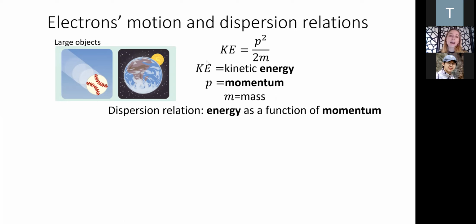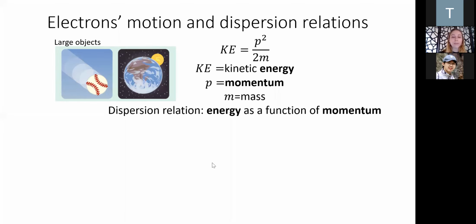To do that, I want to just harken back to classical objects. If you throw a ball, it has some kinetic energy, which can be written as the momentum squared divided by 2 times the mass. A dispersion relation is basically energy as a function of momentum. So this expression for kinetic energy that I wrote right here, that's applicable to planets and balls that you throw, that's an example of a dispersion relation.